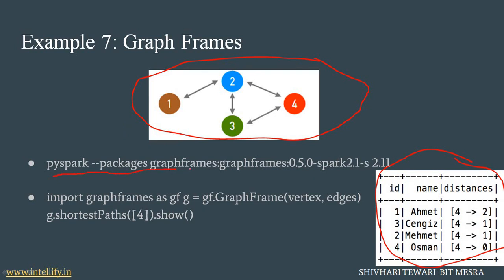So the PySpark package graphframes 0.5.0 is used to create a graph using GraphFrames in Spark, and these frames are used to create graphs in the Spark library. And like the other packages, we have to import this package too, like import graphframes as GF, where g equals gf.GraphFrame(vertex, edges), where we will mention the vertex and edges in the code, and then g.shortestPaths, where it will show the shortest path for the given table.